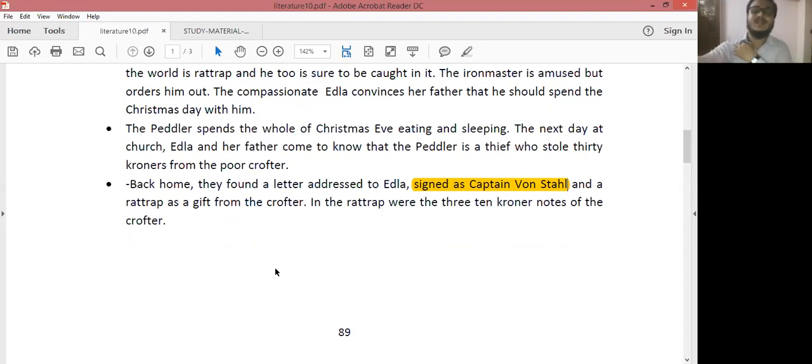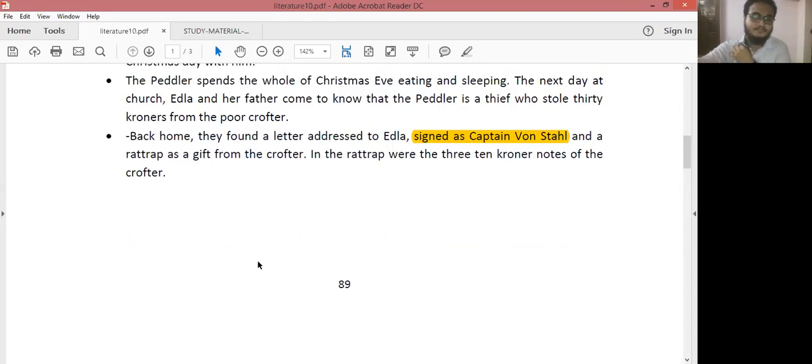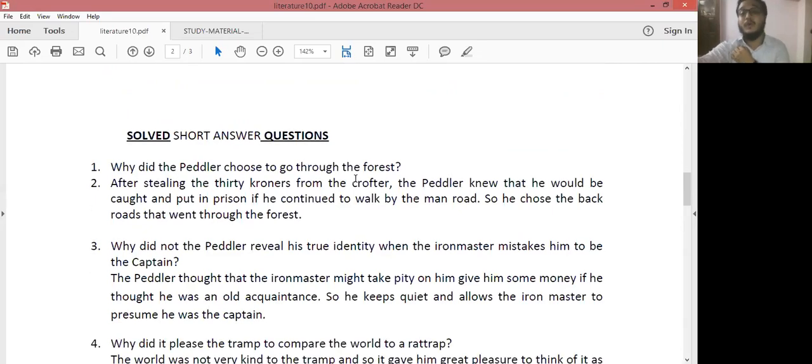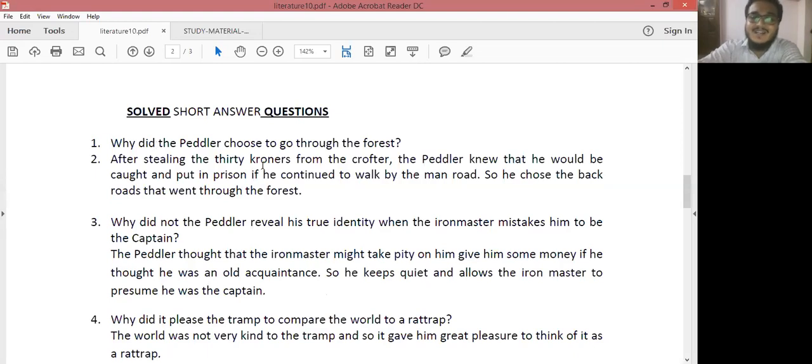Okay, so let's discuss the question answers, and then we'll go further. I'll be giving you the sample questions. Why did the peddler choose to go through the forest? After stealing 30 kroner from the crofter, the peddler knew that he would be caught and put in prison if he continued to walk by the main road. That was the big reason.